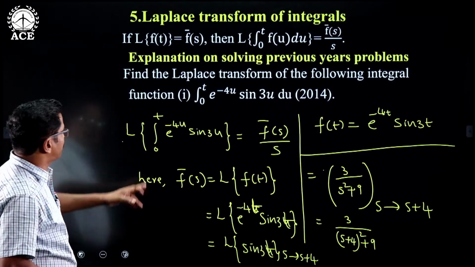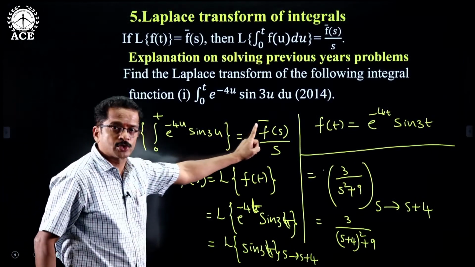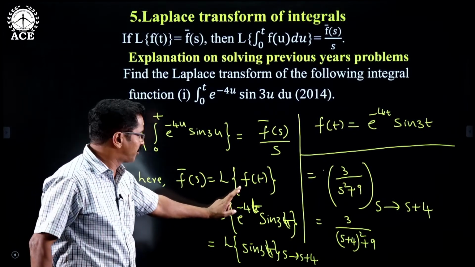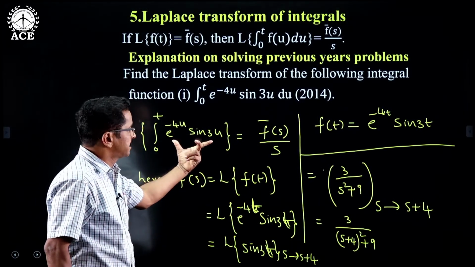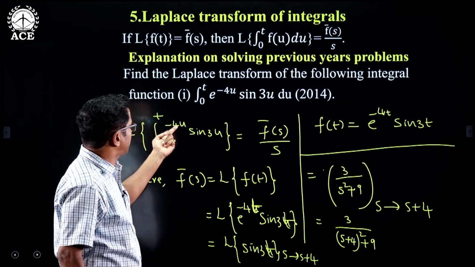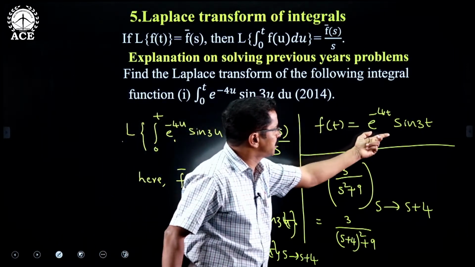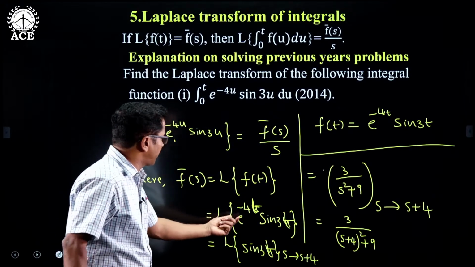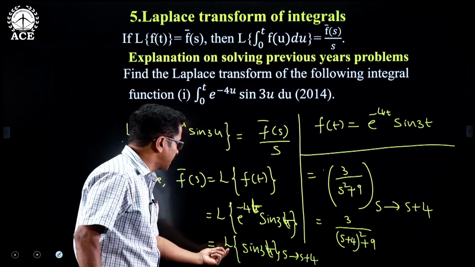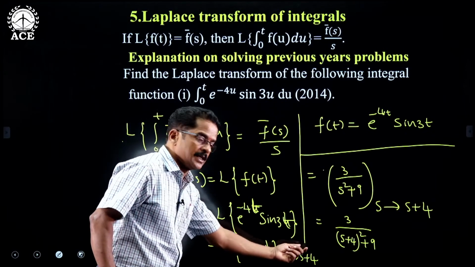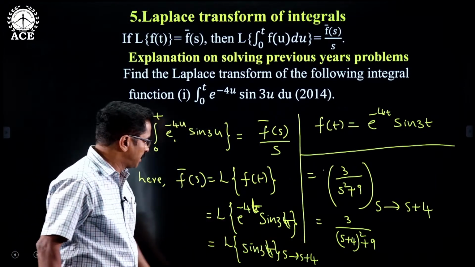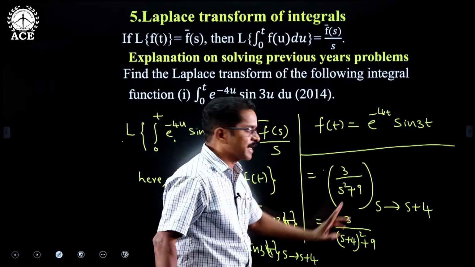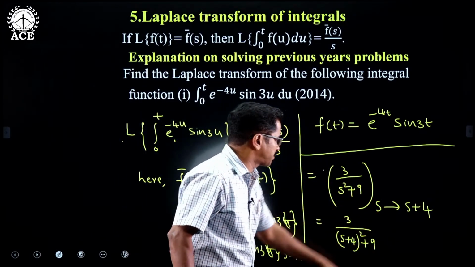Once again, Laplace transform of integrals is equal to f bar of s by s. Here f bar of s means L of f of t, where f of t is e power minus 4u sin 3u, I am writing as e power minus 4t sin 3t. So then L of e power minus 4t sin 3t I am writing as L of sin 3t, where s is shifted to s plus 4 by first shifting theorem. L of sin 3t formula is 3 by s square plus 9, where s is shifted to s plus 4.